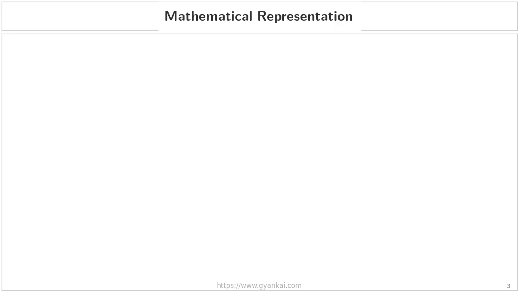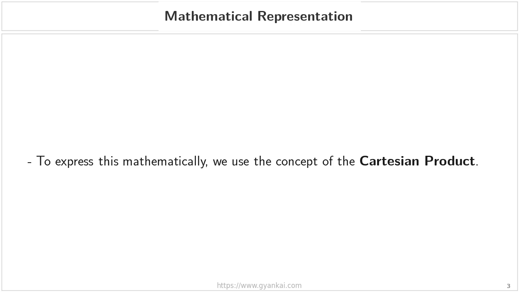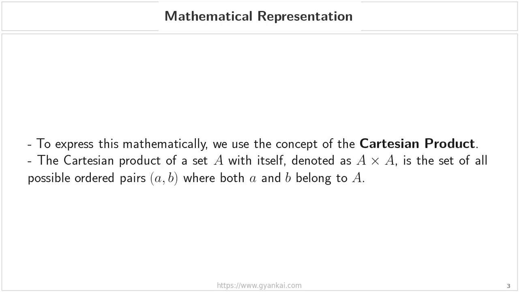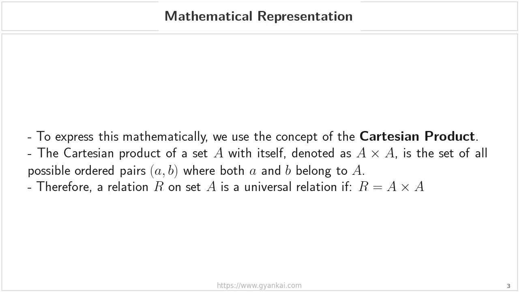Mathematical representation. Now that we have a conceptual understanding of what a universal relation is, let us look at how we express this formally using mathematical language. To do this, we rely on a fundamental concept known as the Cartesian product. When we speak of the Cartesian product of a set A with itself, which is denoted as A cross A, we are referring to the set of all possible ordered pairs (a, b) where both a and b are members of set A. Therefore, we can define our topic precisely.